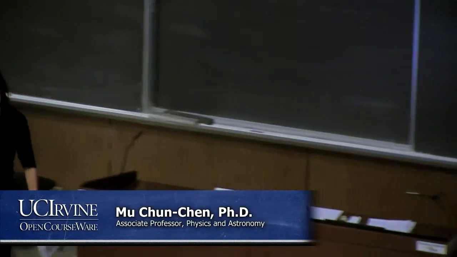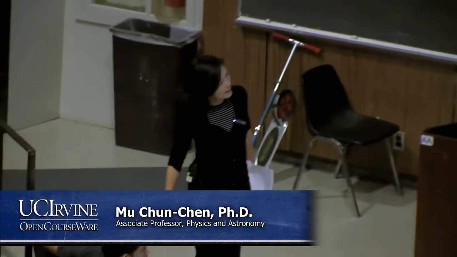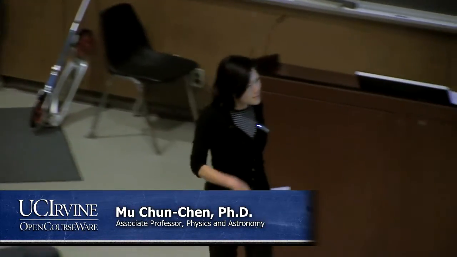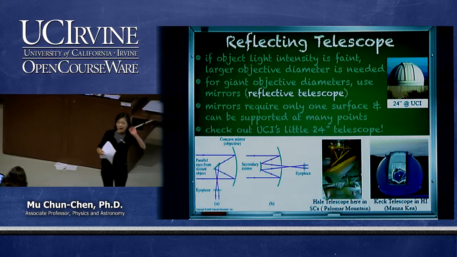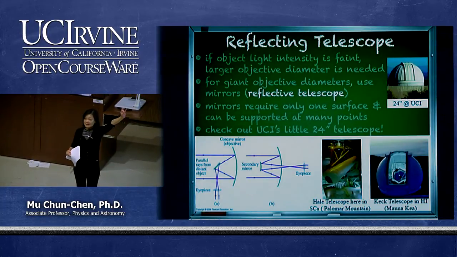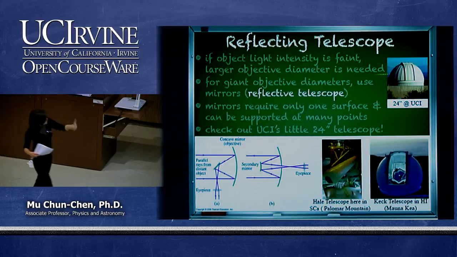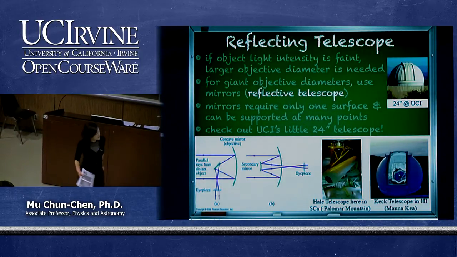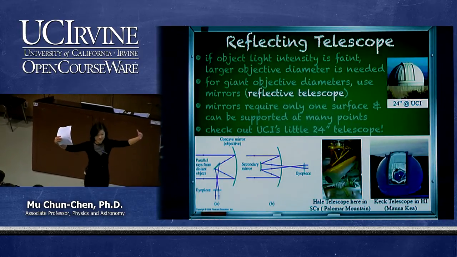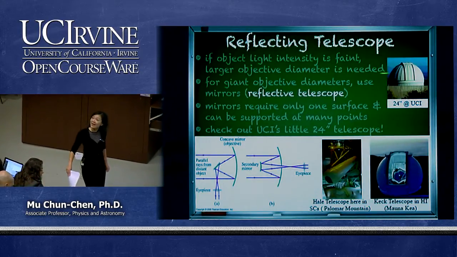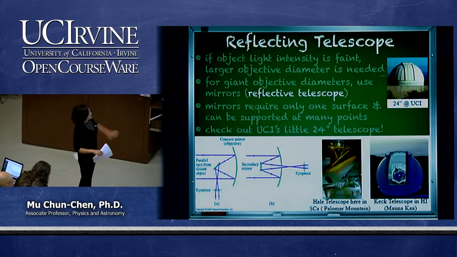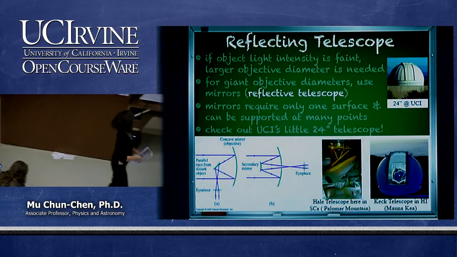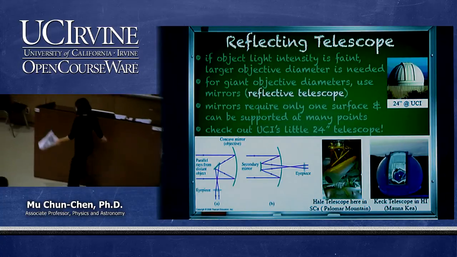All right, so let's just wrap up our discussion of a telescope. So practically speaking, if the object is from very far away, the intensity would be very, very faint, right? So the way to compensate the faint intensity is that we need a large diameter for the objective lens. And this is practically done through this two lens configuration.